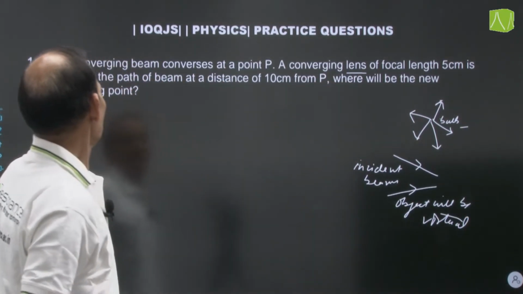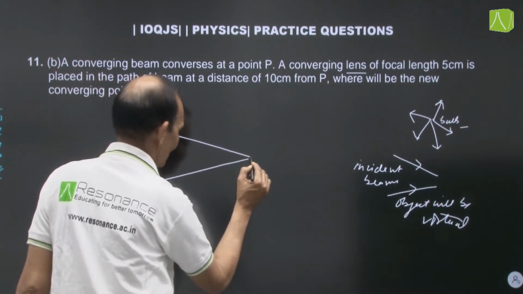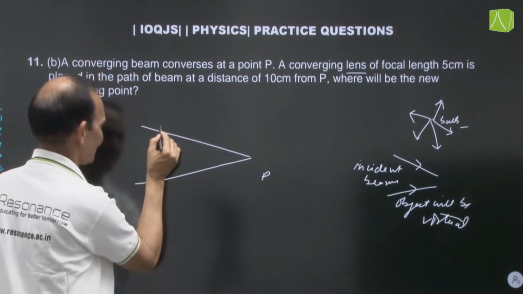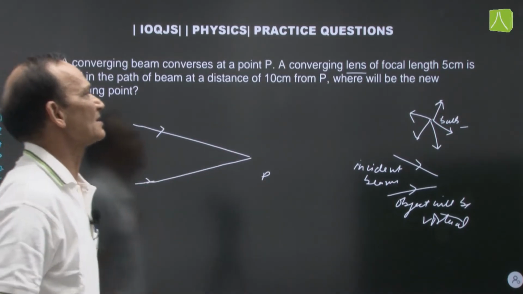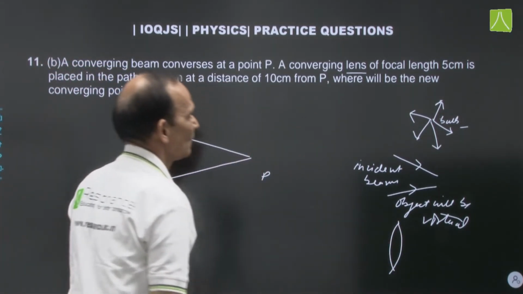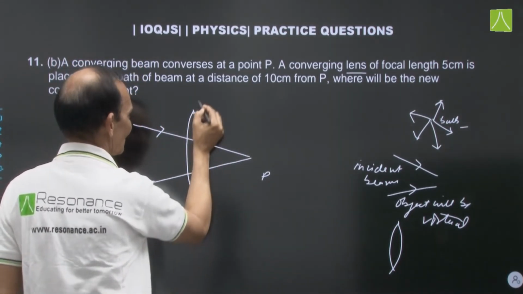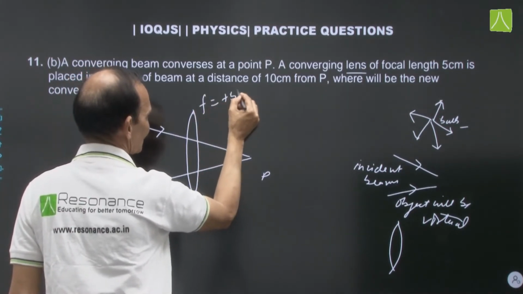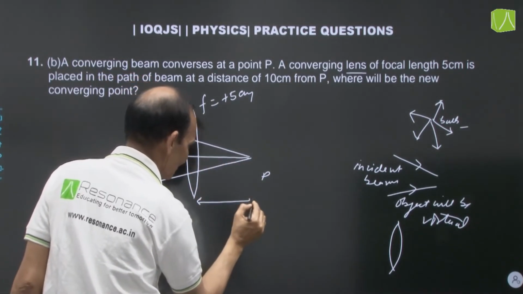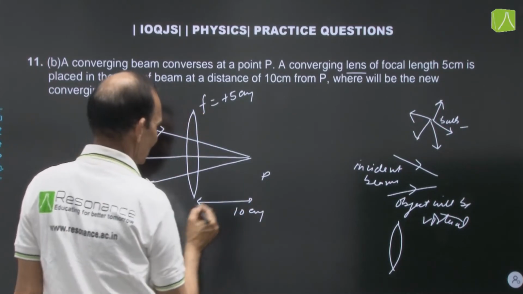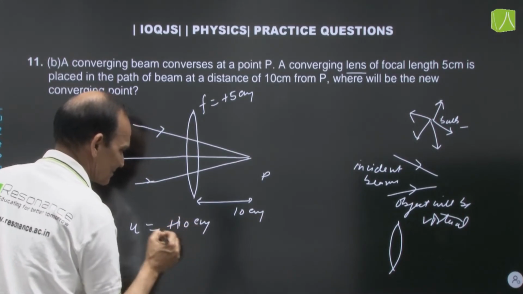The same method is applied in this question. A converging beam of this type converges at a point P. Is it clear? A converging lens, convex, focal length given as 5 centimeter, is placed here. F is plus 5 centimeter. This distance is 10 centimeter, so it will be u. u will be plus 10 centimeter, a virtual object.